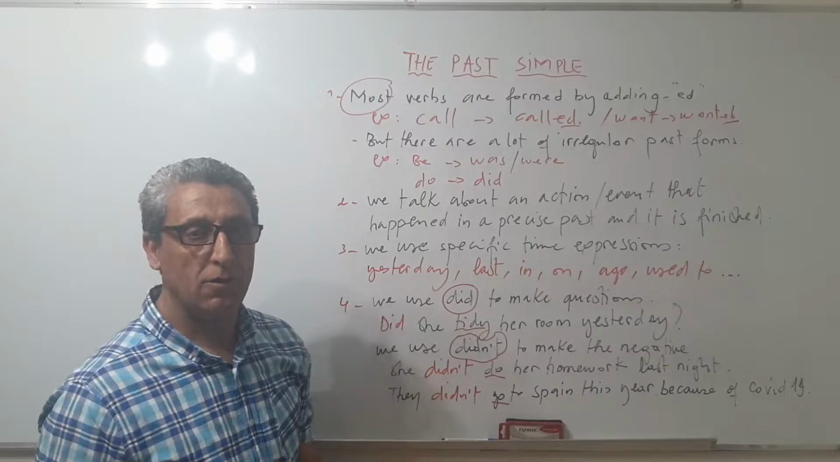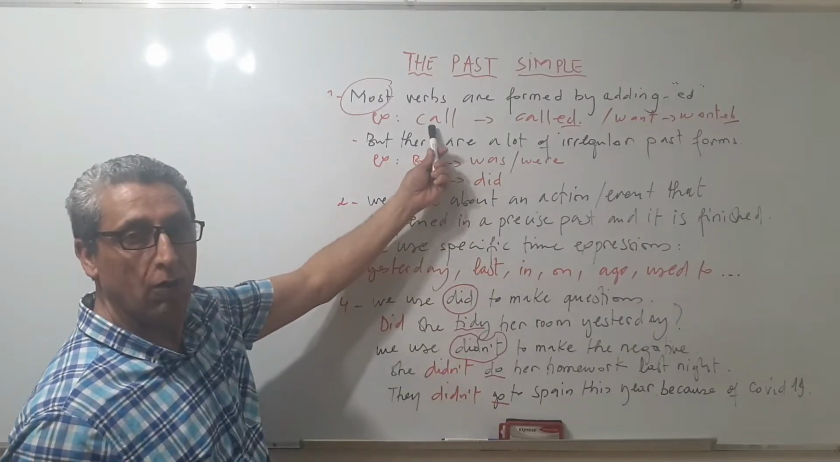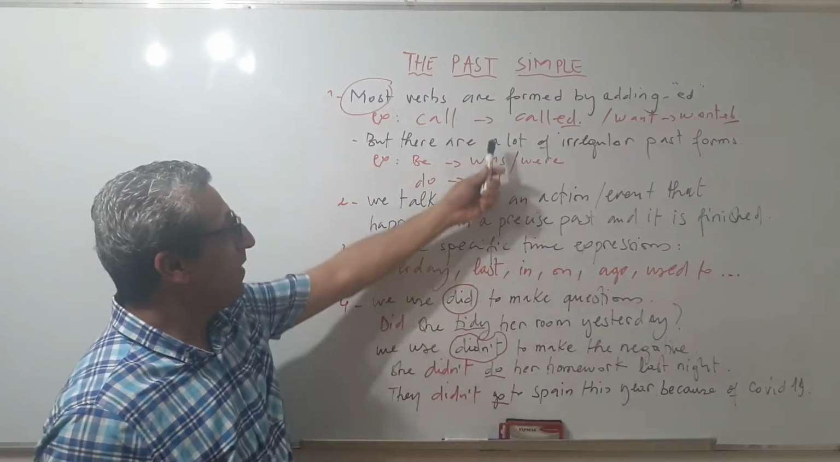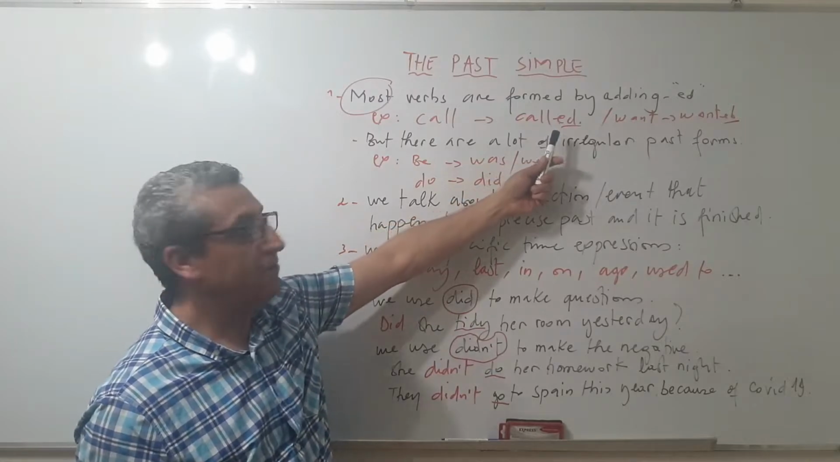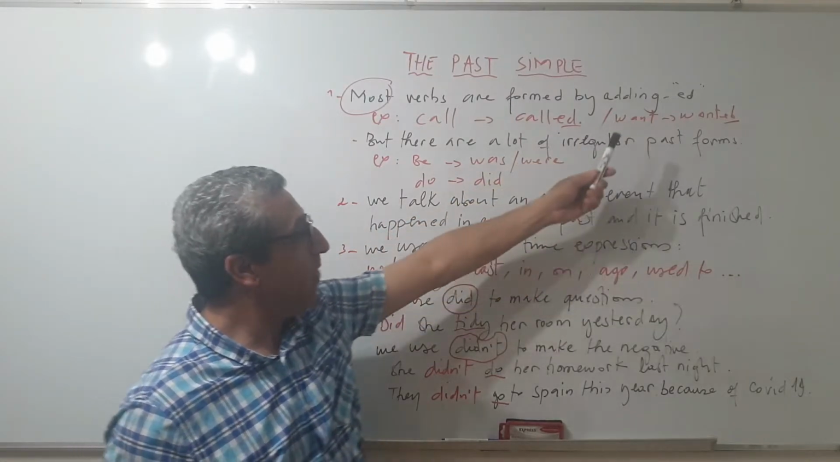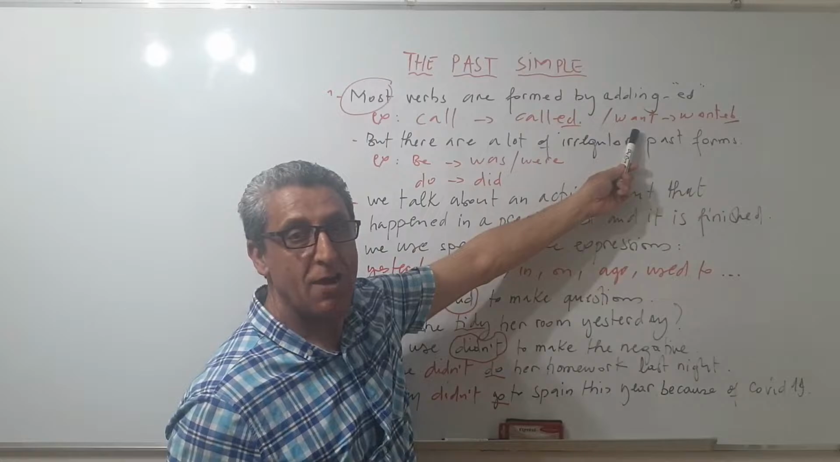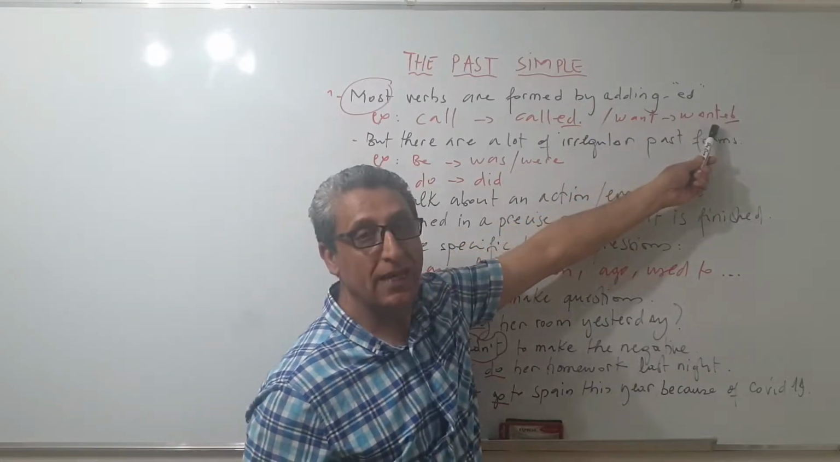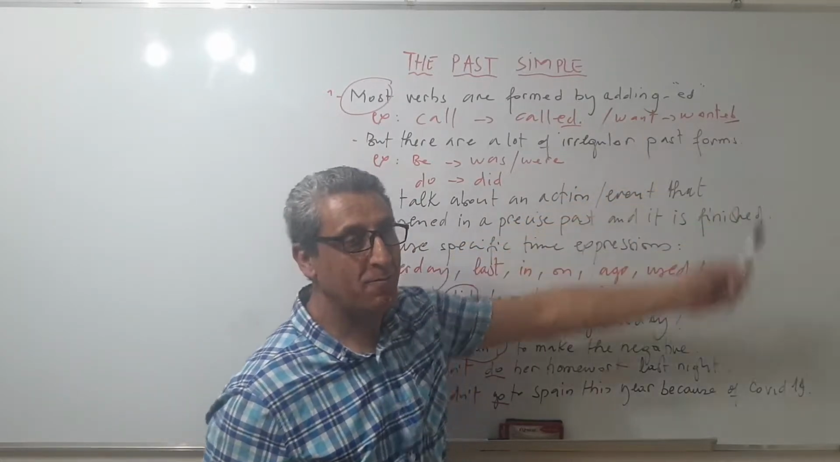Okay, so most verbs are formed by adding ed. Let's take an example. Look at the verb call. Call is a verb. The past simple is called, ed. Want is a verb, and the past simple is wanted. Okay, ed.